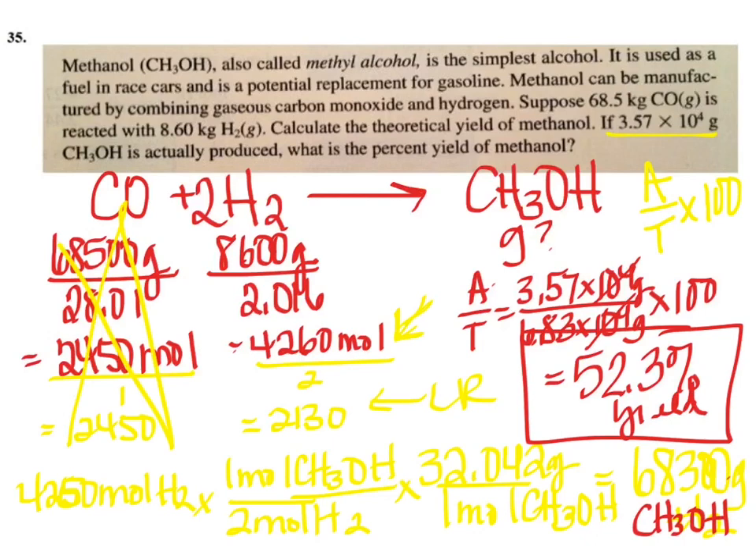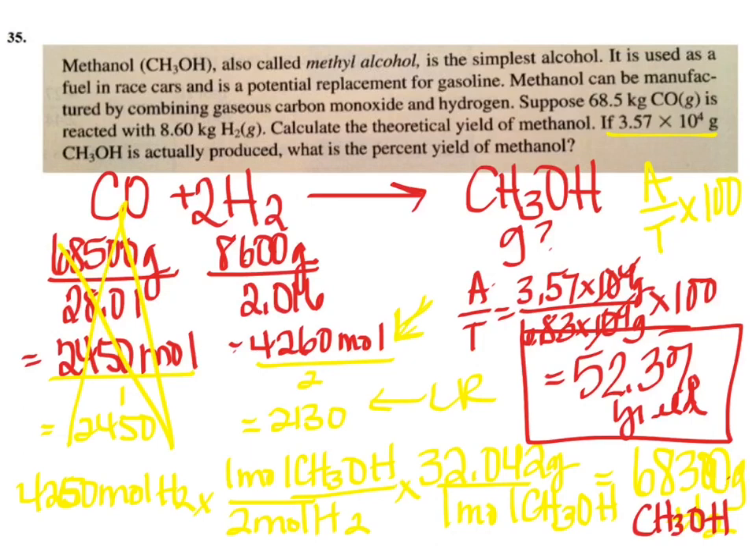Okay, so it's a lot of steps. Go back and see what you're doing. You will have something like this on your test where you have to find the limiting reactant. Once you find the limiting, you have to find your theoretical, and then once you find your theoretical, find your percent yield. It's a three-parter. Where did you get the 3.57 times 10 to the 4th? That was up there at the very last sentence. Okay, I see it.